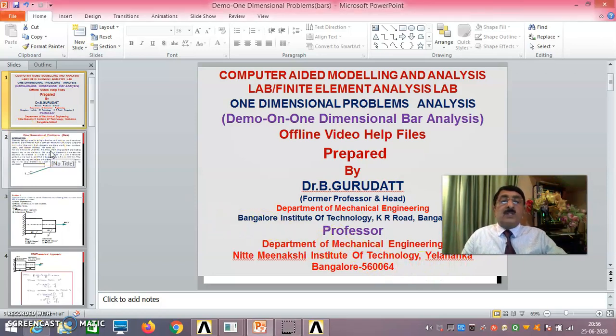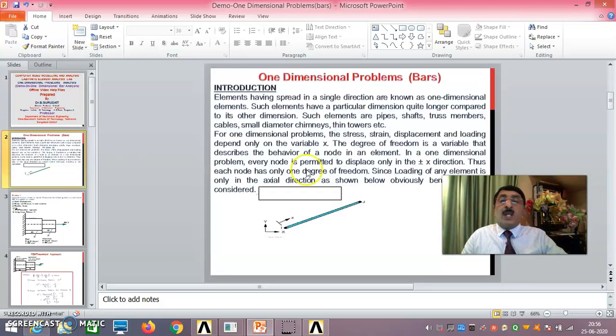Now, before we start with doing problem and answers, I want to introduce you to some of the basic concepts related to one-dimensional problem analysis. See here, one-dimensional problems are bars. These are elements having spread in a single direction. Please mind that elements having spread in a single direction are known as one-dimensional elements.